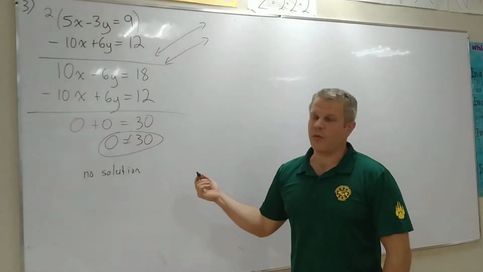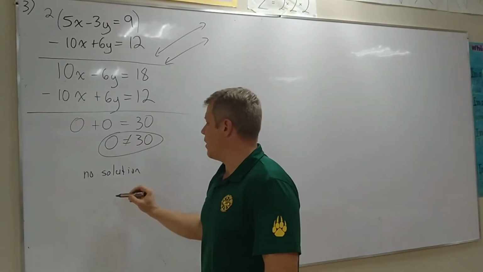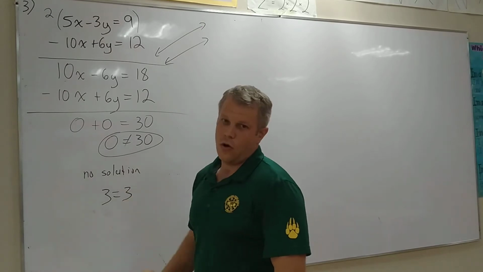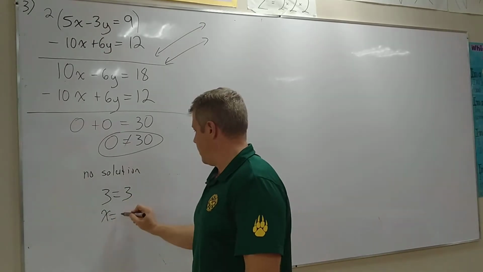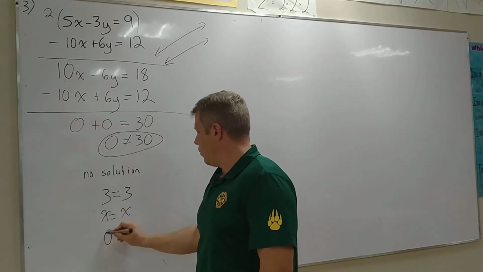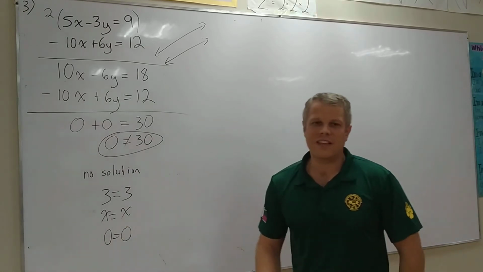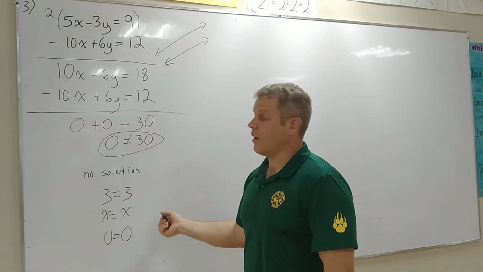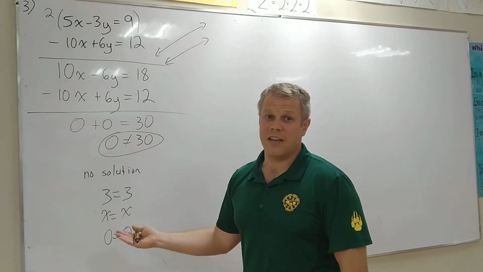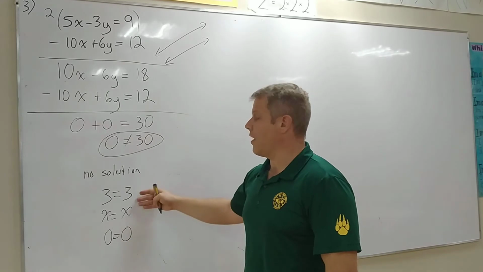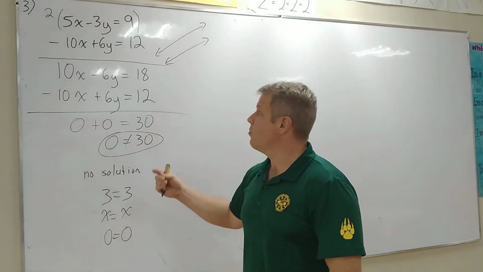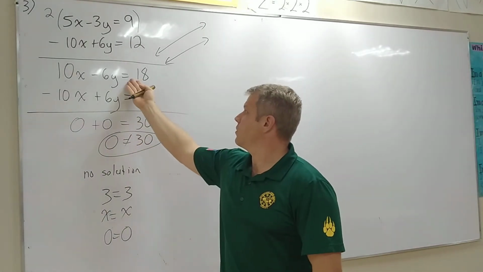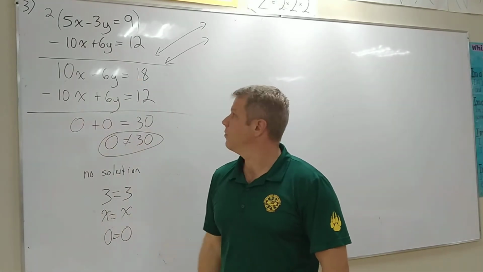If you come across a system of equations where you end up with something that cancels out, for example, 3 equals 3, or x is equal to x, or 0 equals 0, this is also another special case. In this situation, you would say that there are infinitely many solutions, and that's where we would have the identical, the same line. You might recognize that when you see the system with the two equations. You can see that they're identical.